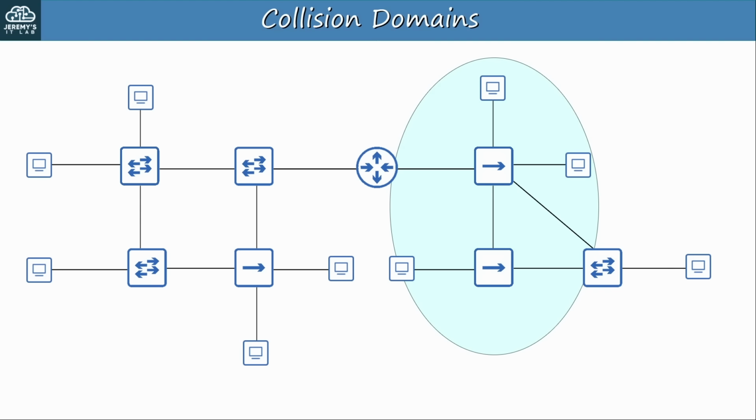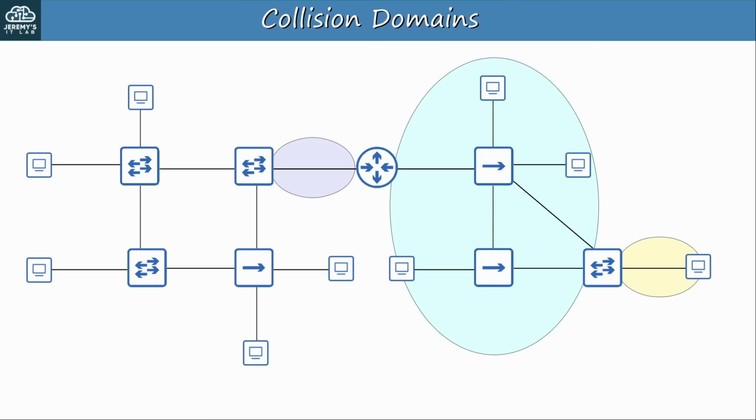I said that all switch ports are in their own collision domain, so why are 2 of this switch's ports in the same collision domain here? It's because they are connected together via hubs, which means they are actually in the same collision domain. This link here, though, is a separate collision domain, because switches are able to break up collision domains. They are more intelligent than hubs.